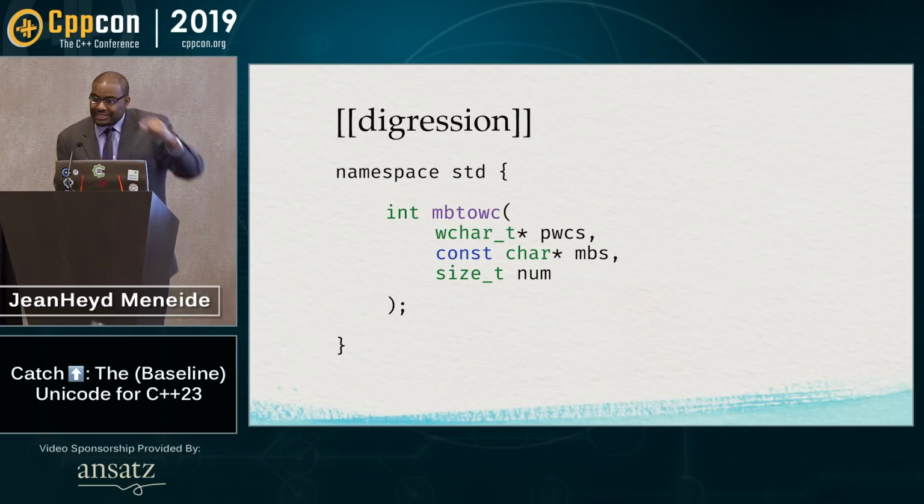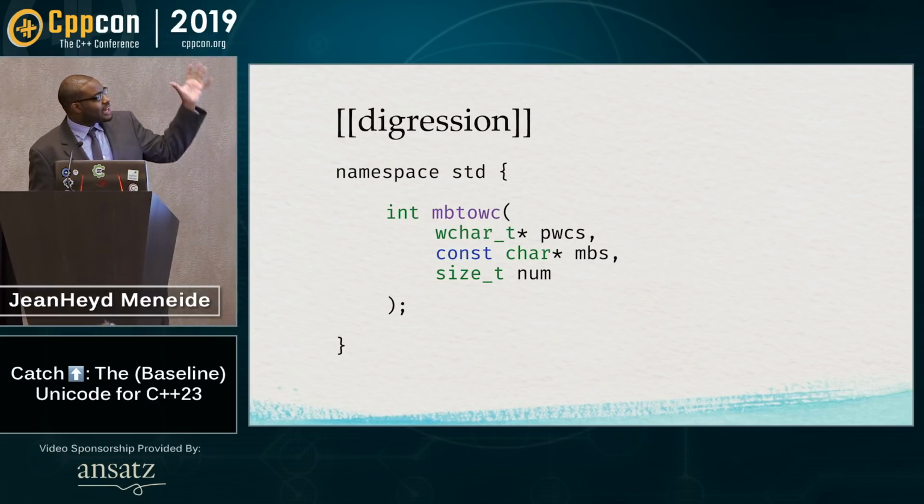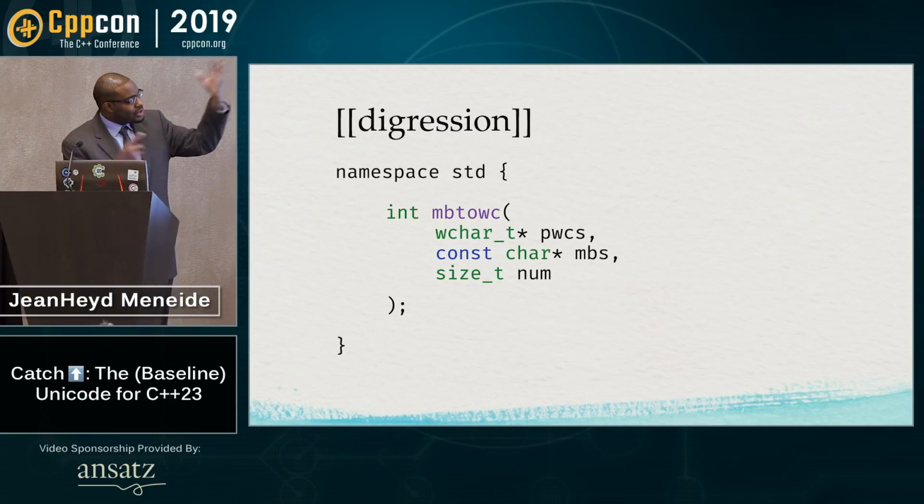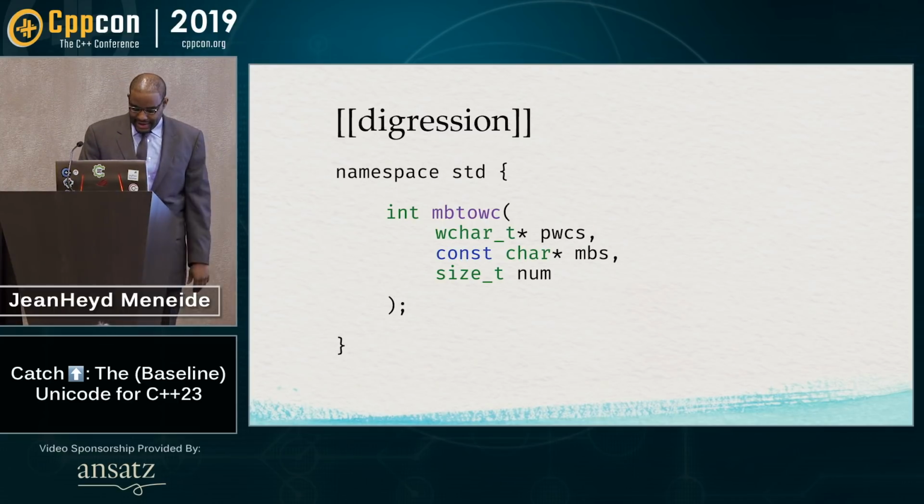Oh, Peter has one. You give the multibyte string and then it outputs wide characters for some value of number. So Peter's response was that you put in a narrow string and you get out a wide string of some amount of characters, right? And actually, this function is a bit of a lie.